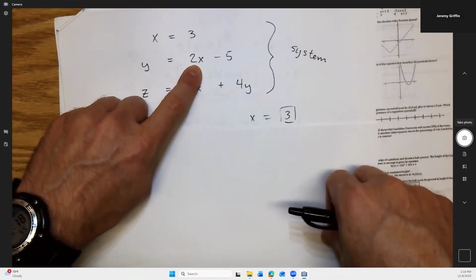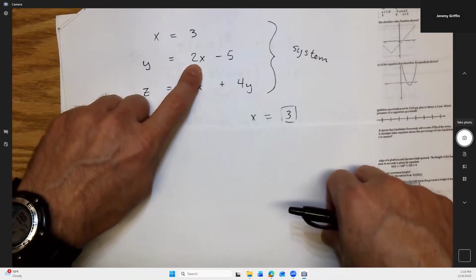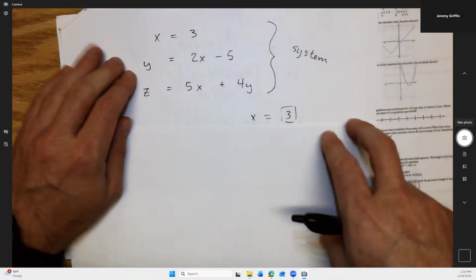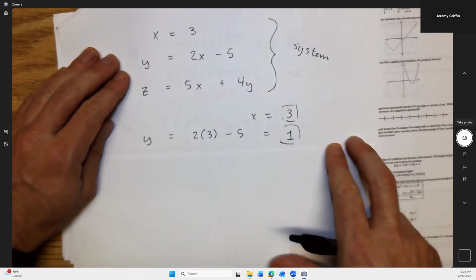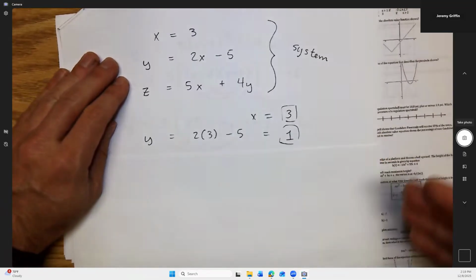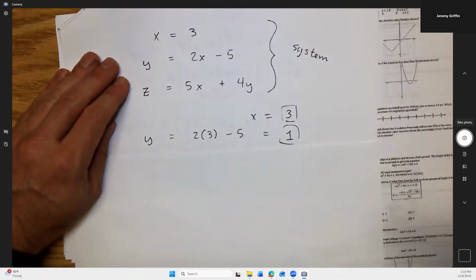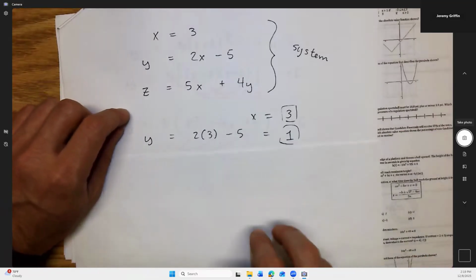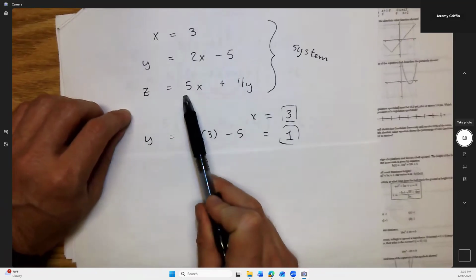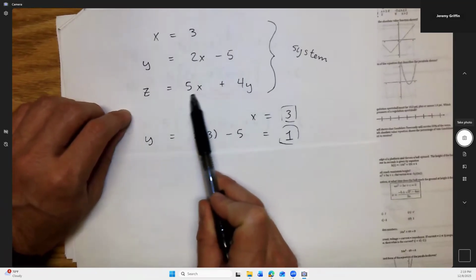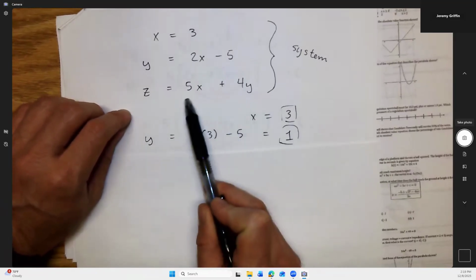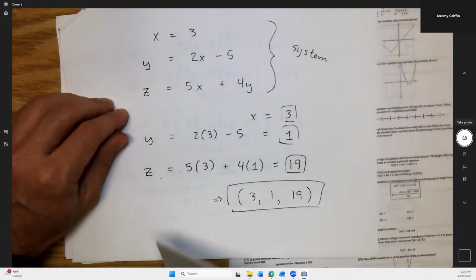2 times 3, 6, minus 5 is 1. So now I know y is 1. Now I've got x and y. Now that you know y, let's plug them in here. So 5 times 3 is 15. 4 times 1 is 4. 15 plus 4 makes 19.